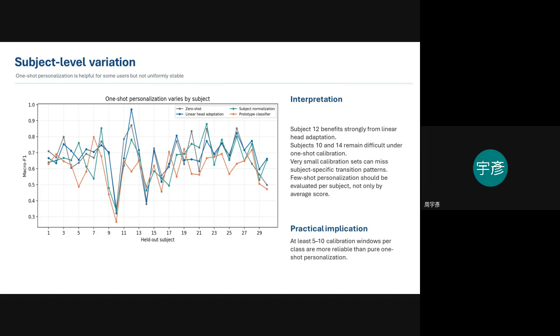The practical implication is that pure one-shot personalization may not always be reliable in this dataset. We recommend using at least 5 to 10 calibration windows per class to get more stable results. Okay, that's my part.